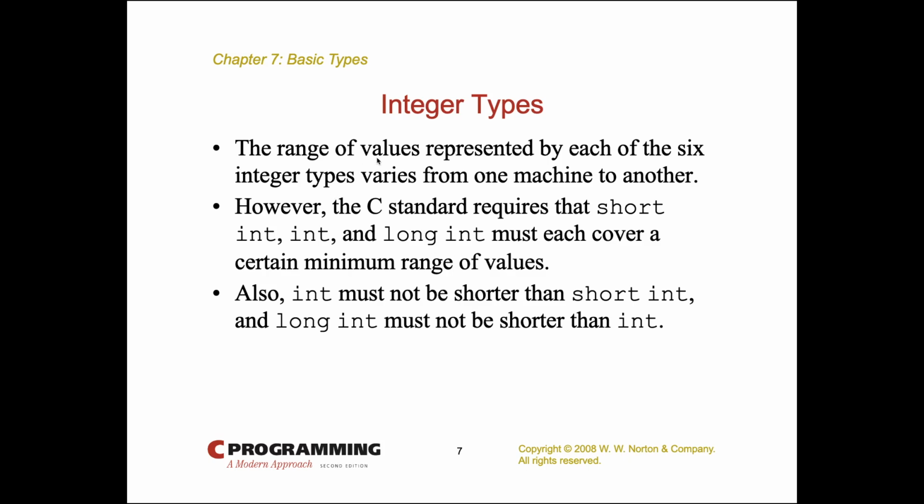The range of values represented by each of the 6 integer types varies from one machine to another. However, the C standard requires that short int, int and long int must each cover a certain minimum range of values. Also, int must not be shorter than short int, and long int must not be shorter than int. There are so many integer data types, right? Long int, short int.